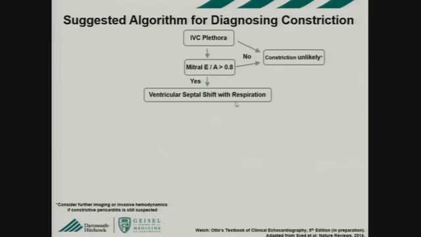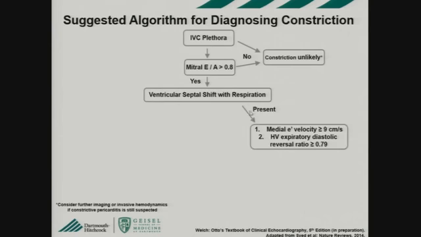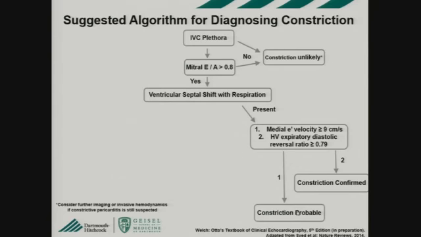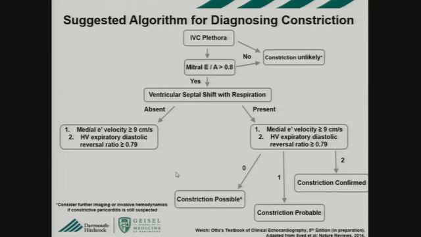If these are present, then we go to our most sensitive finding, that of the ventricular septal shift with respiration. If that is present, then we go to the other 2 key findings I told you about, the medial E prime velocity and hepatic veins. If both are present, then you've essentially confirmed constriction. If one is present, constriction is still probable. If neither are present, well, constriction is still possible. Consider other studies if your clinical suspicion is high, hemodynamics, MRI, CT, etc.